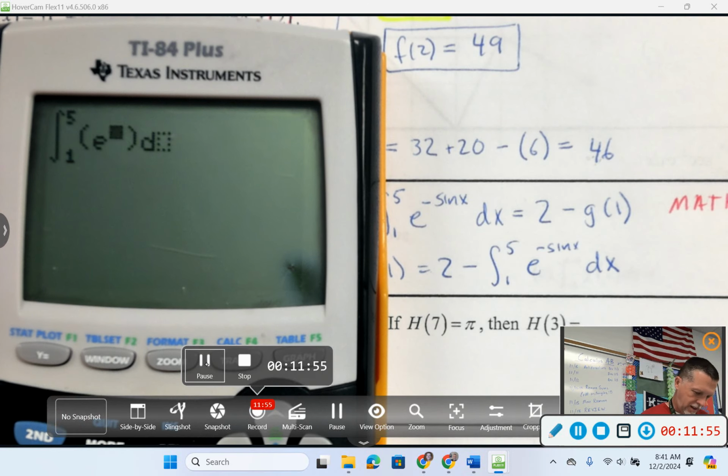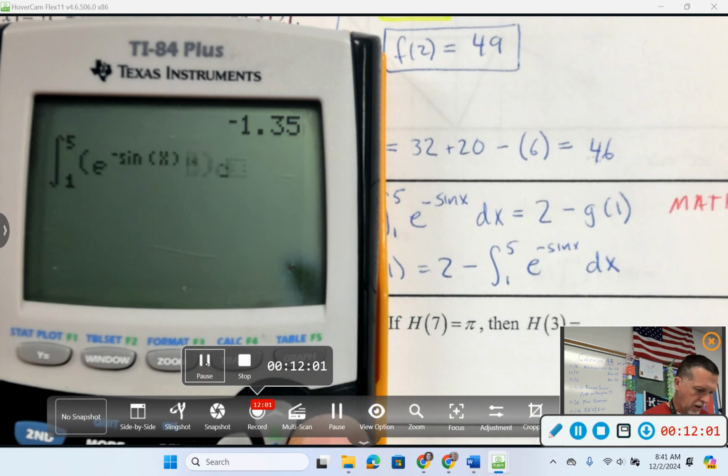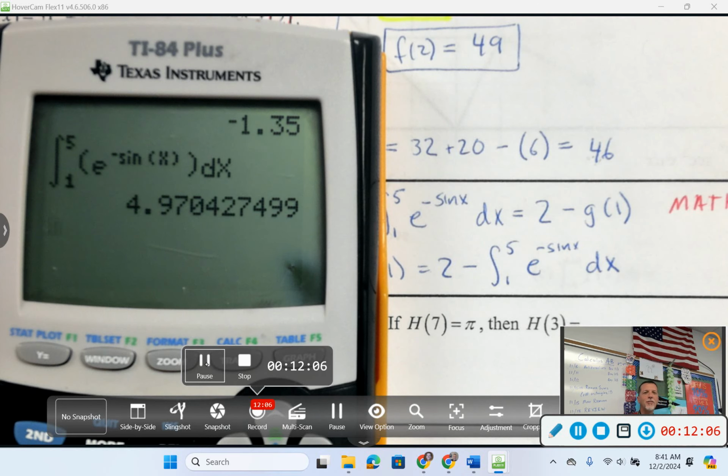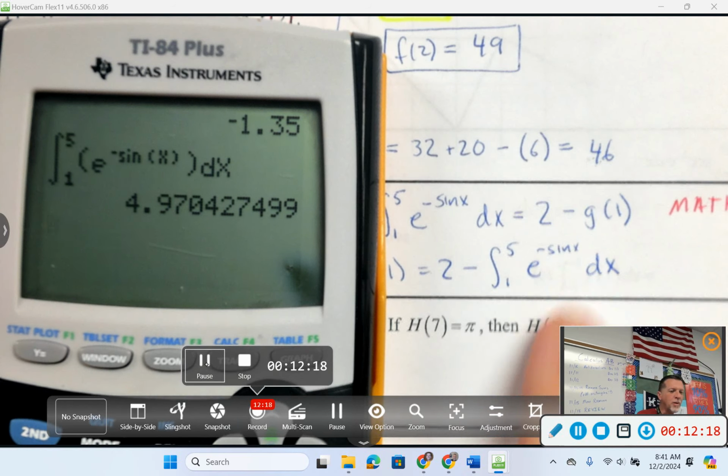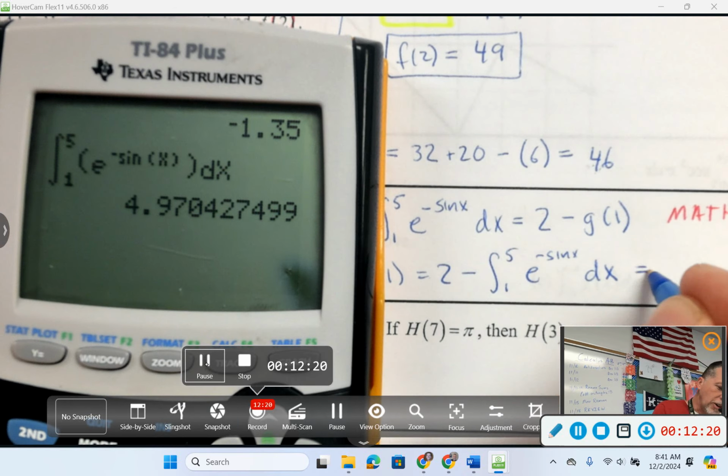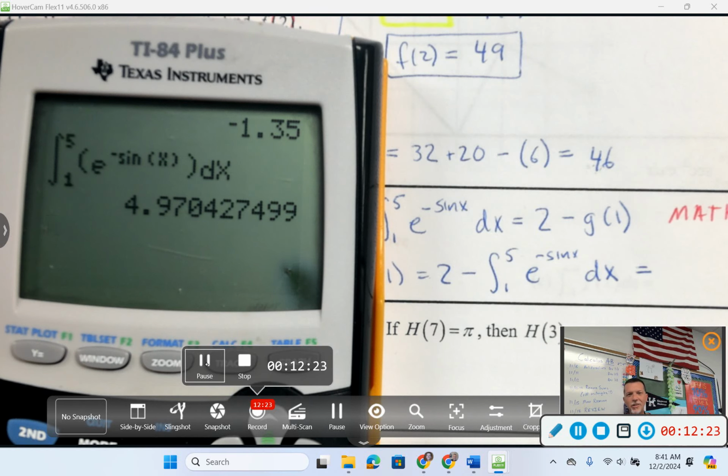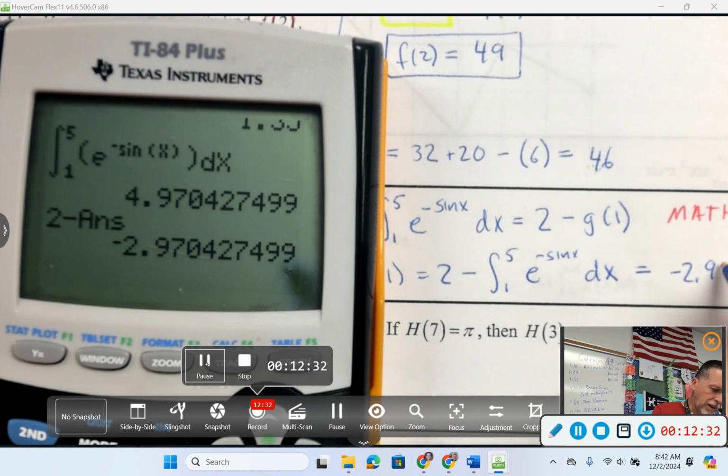Okay, 1 to 5, e to the negative sine of x, dx. Be careful, though. That's not my answer. It's not the answer to the question. That's just this part. I need to do 2 minus that. So just don't get so excited that you found the calculator buttons and the calculator does all the hard work that you forget the rest of the problem. So 2 minus that. My answer is negative 2.970.